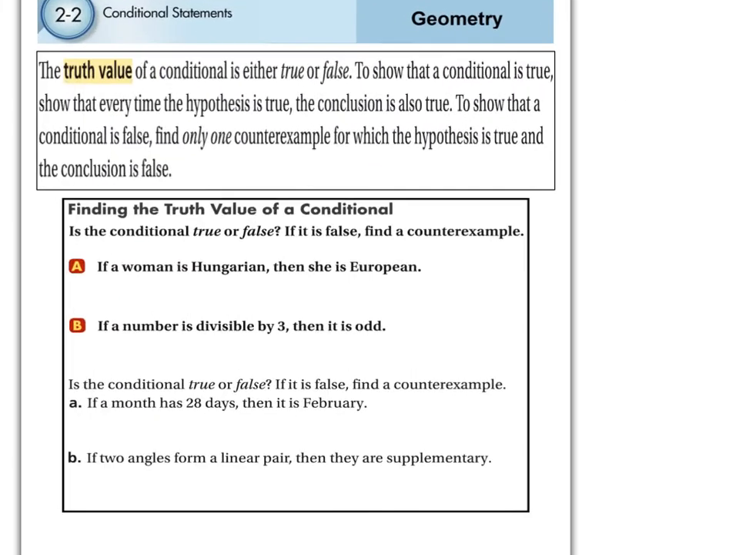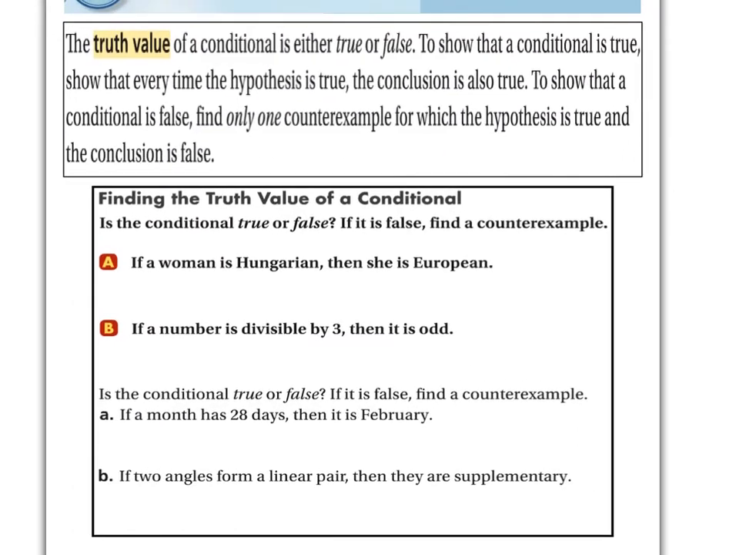You're also going to have to be able to find truth values. The truth value of a conditional is either true or false. To show that a conditional is true, show that every time the hypothesis is true, the conclusion is also true. To show that a conditional is false, find only one counterexample for which the hypothesis is true and the conclusion is false. So, is the conditional true or false? If it is false, find a counterexample.